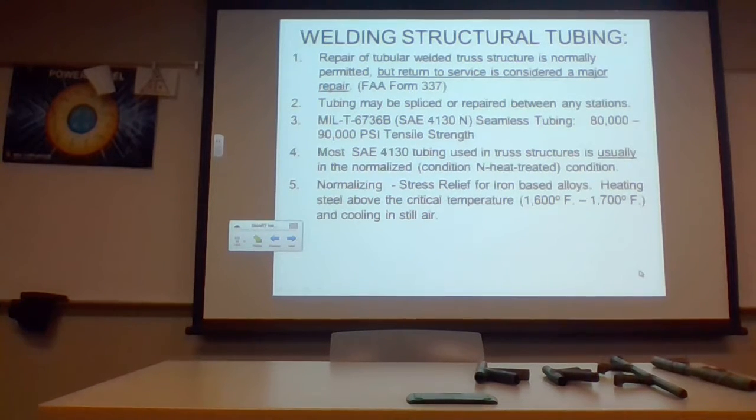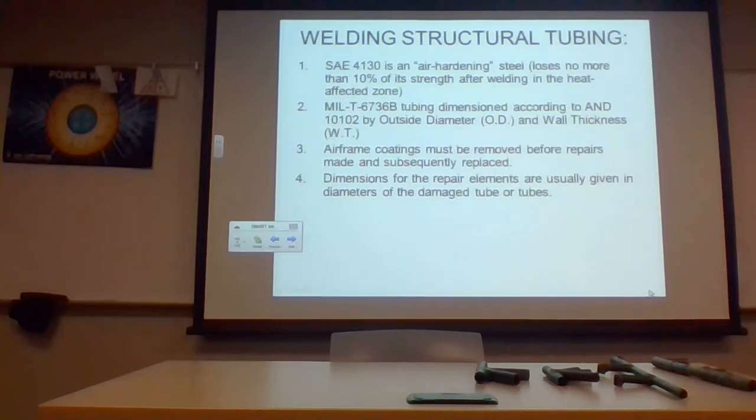Most of the tubing is also seamless as well. It doesn't have a seam in it, although we can purchase tubing that does have a seam. But all the tubing that we usually use is going to be seamless. It's considered to be an air hardening material. It only loses about 10% of its strength after welding. And this is assuming we're using a mild steel rod or reinforcing rod, so you lose very little of its strength. The way that the tubing is sized is by its outside diameter and wall thickness.